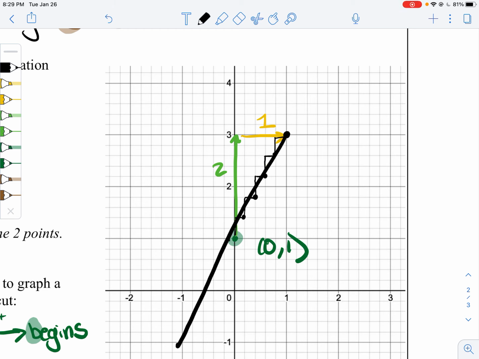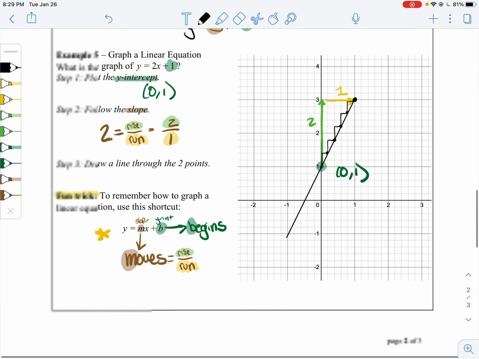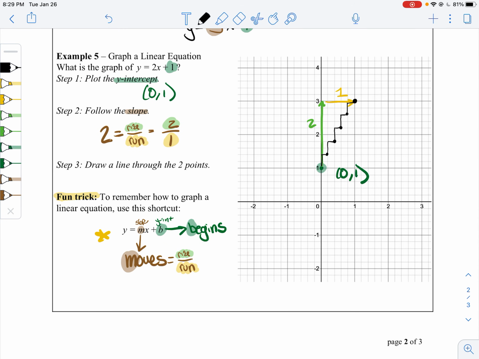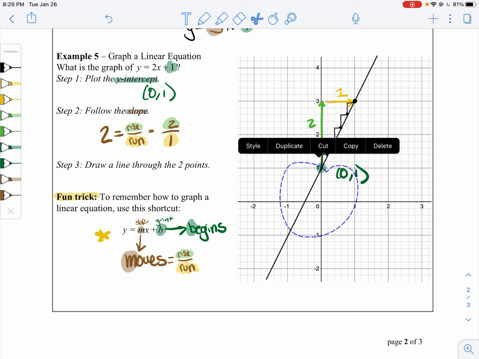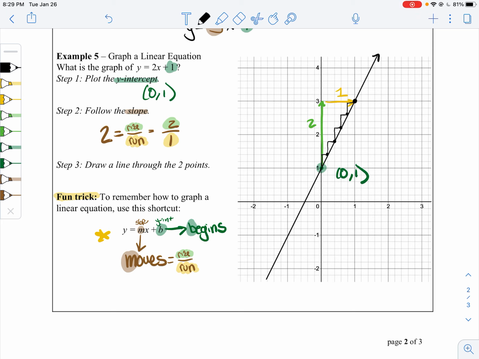We connect them this way. Even if I zoom out, because I'm working in Notability, I can connect them and I've got a nice line that goes through all of the points. Ta-da, what a beautiful line we have. It's the best line I've drawn in the past 20 minutes. Done. That's how you graph. Begin at the y-intercept, move with your slope.